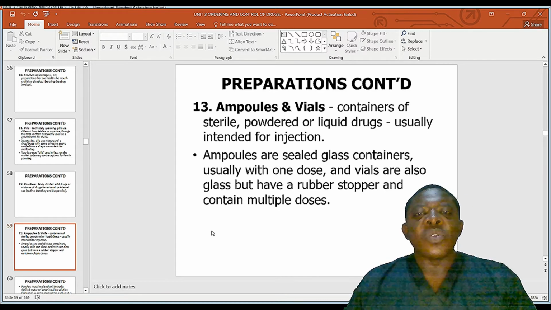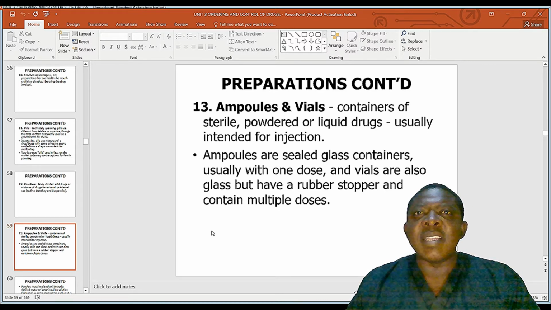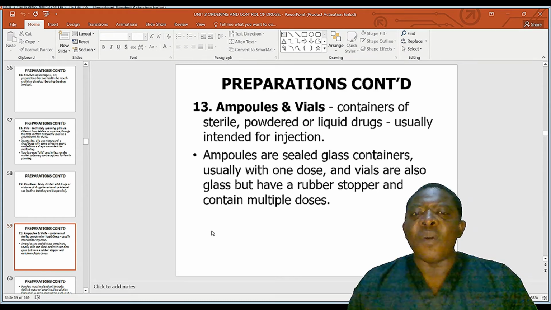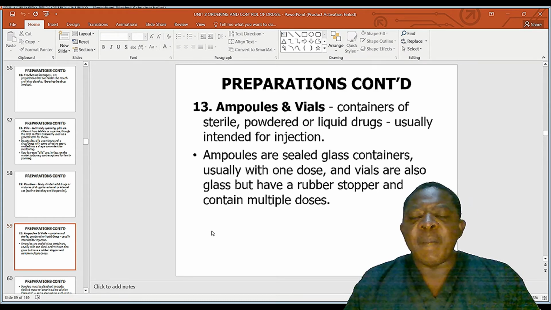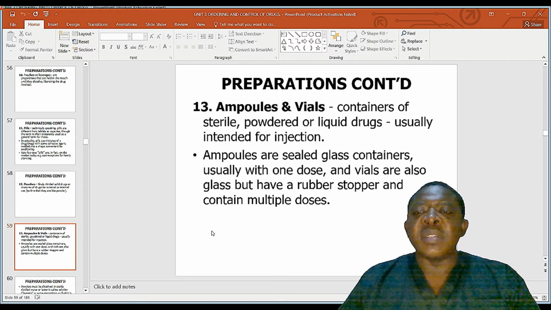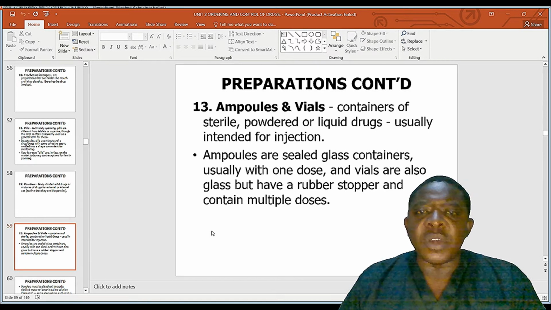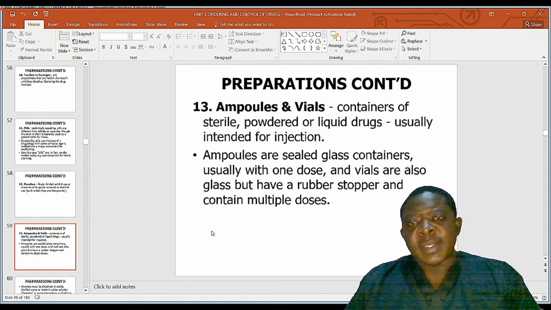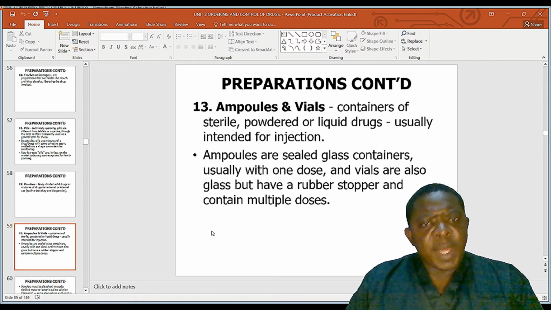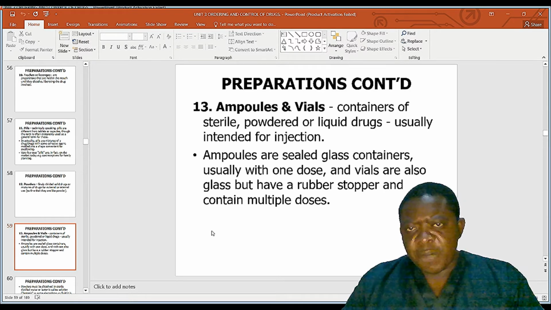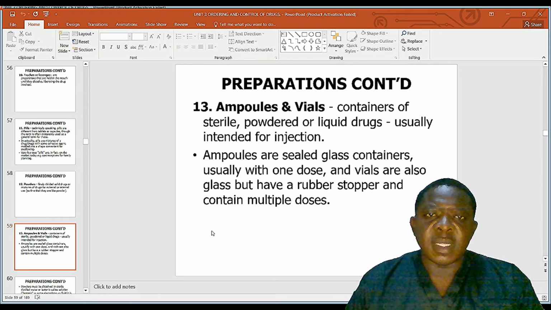So with ampules, think of gentamicin and diclofenac; those are ampules. When you talk of vials, you talk of benzyl penicillin and the like. Those are found in vials because they have more than one dose. So it's important that we make this distinction between ampules and vials in practice.